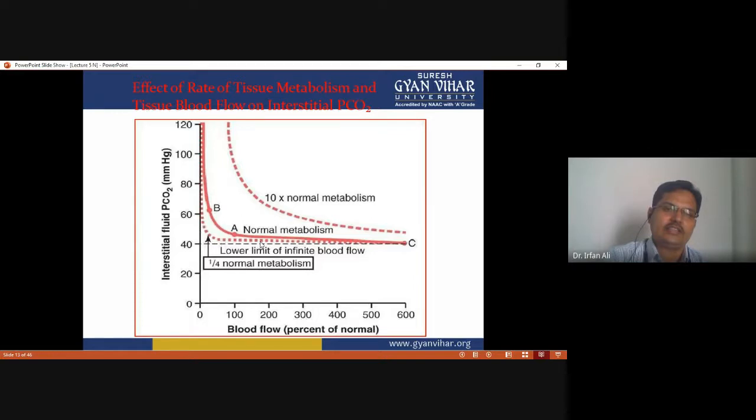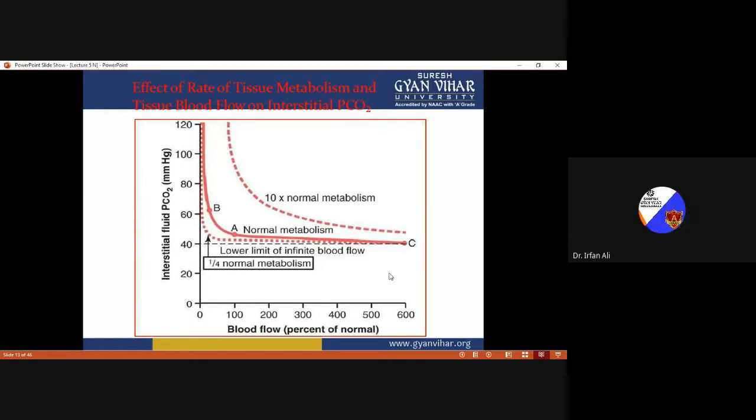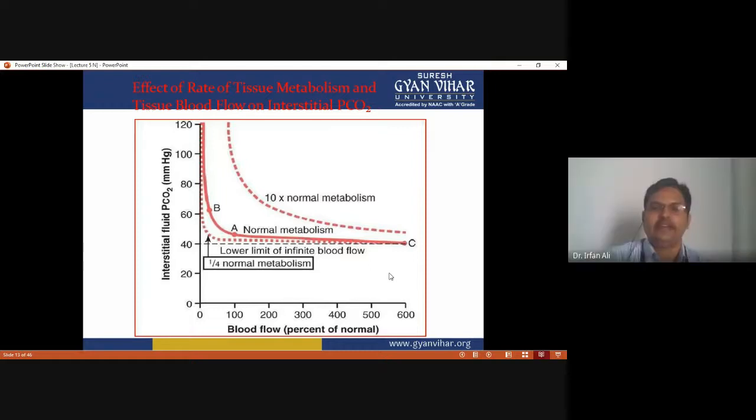The rate of tissue metabolism affects the flow of carbon dioxide into the blood. So this figure clearly indicates that tissue metabolism affects the carbon dioxide in the interstitial fluid and blood flow.